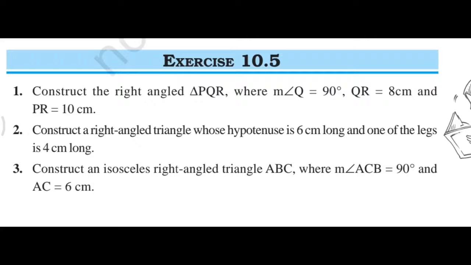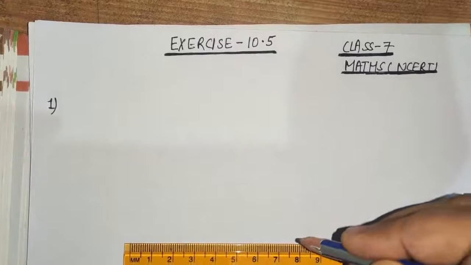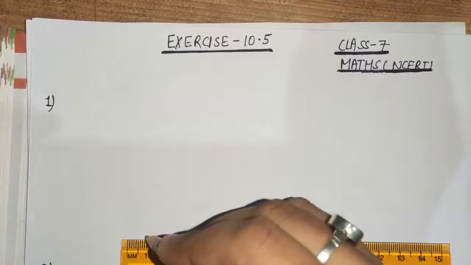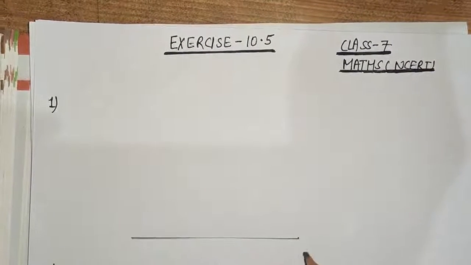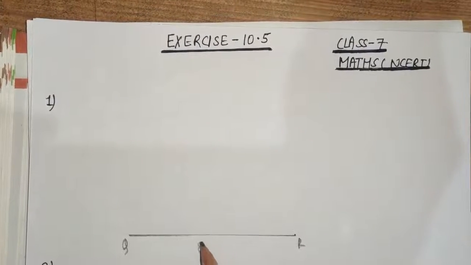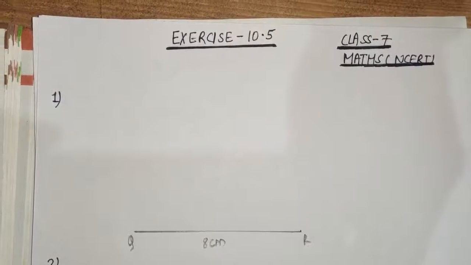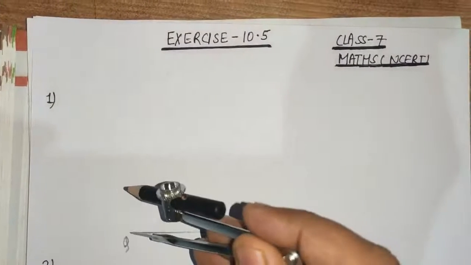Now let's draw this triangle. First of all, we will draw QR is equal to 8 centimeter. So write here R and here we will write Q. This is 8 centimeter. And after that, draw angle 90 degree on Q.